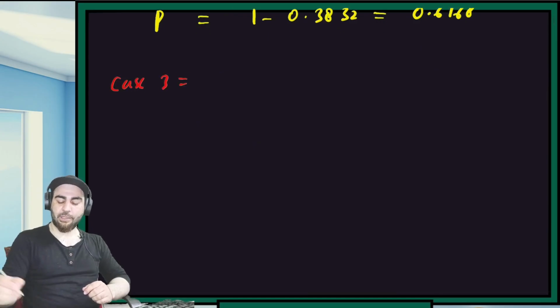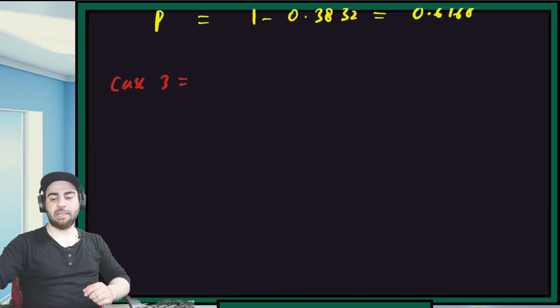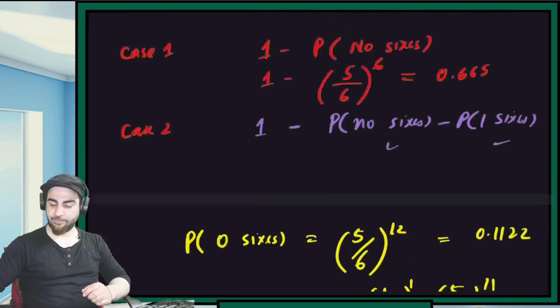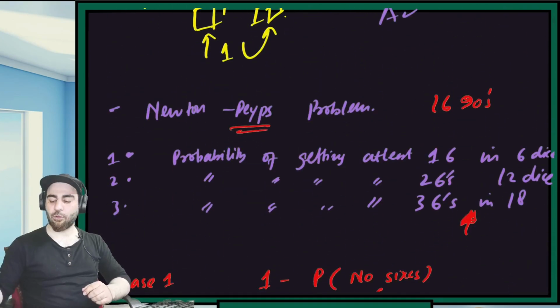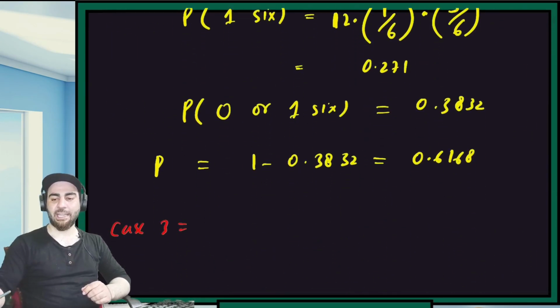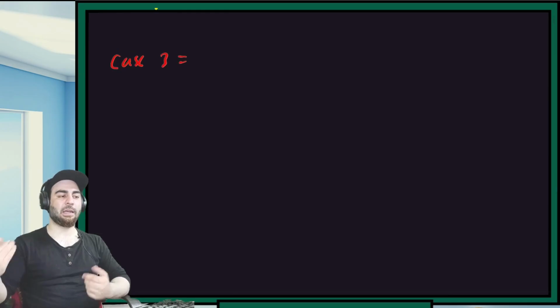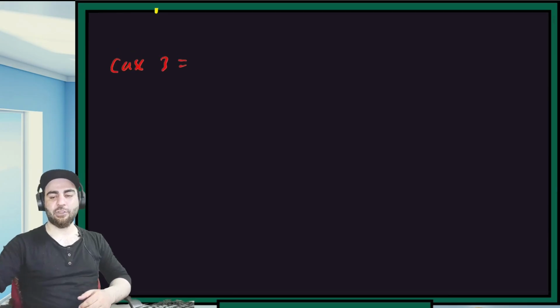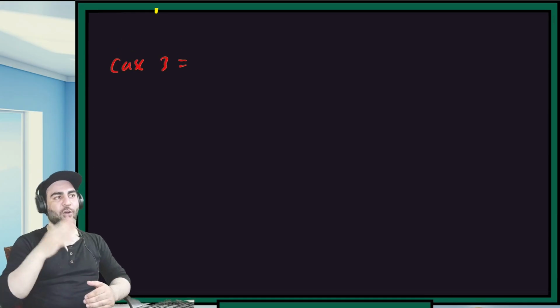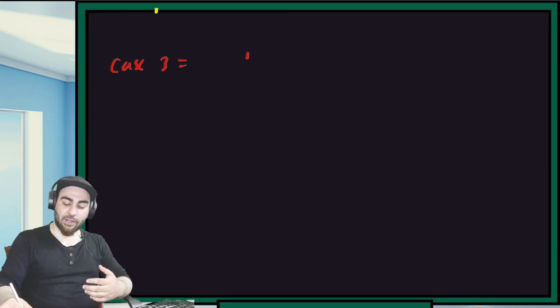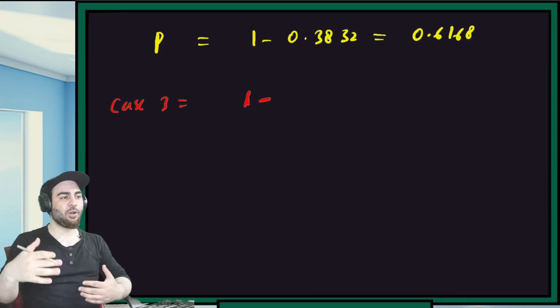Case 3. So case 3 was, what is the probability that you will get, I think, 3 sixes in 18 rolls, if you roll 18 fair dice. So in that, we can again say 0, 1, 2. I'll make it generic. I'll say 1 minus the probability of 0 or 1.